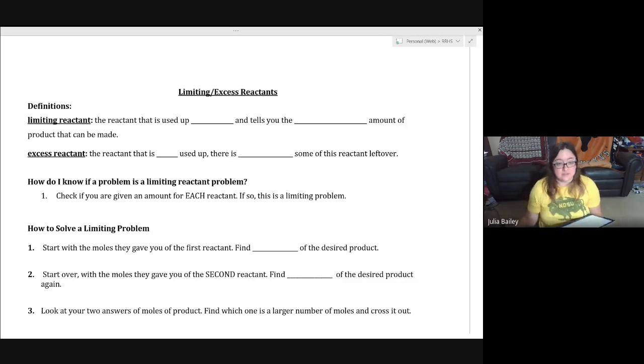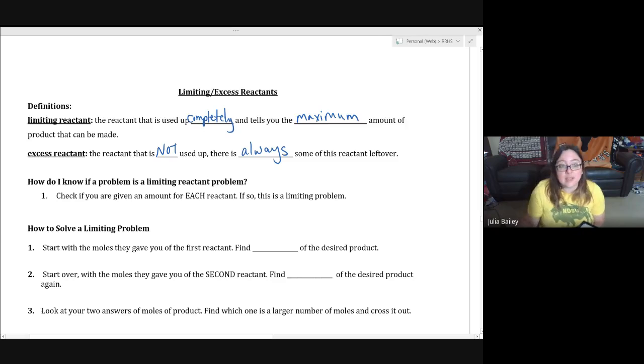The limiting reactant is the reactant that is used up completely, and it tells you the maximum amount of product that can be made. The excess reactant is the reactant that is not used up. There is always some of this reactant left over. So the limiting reactant limits how much stuff you can make.